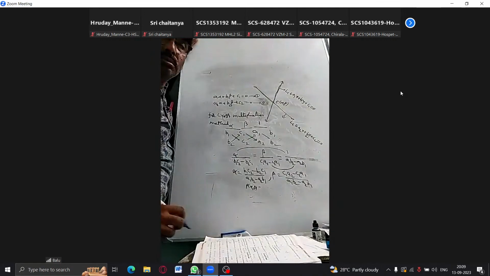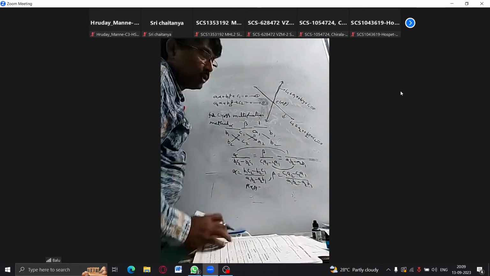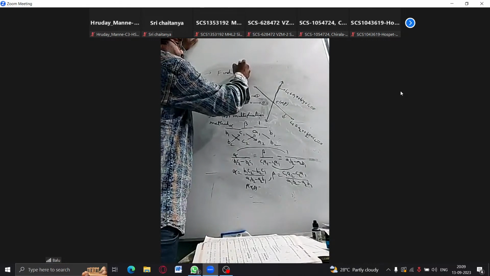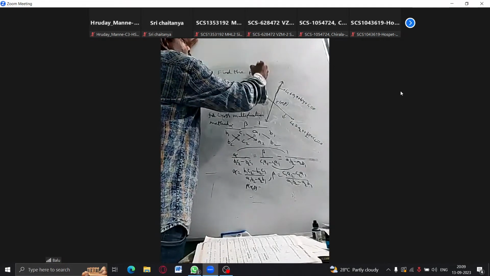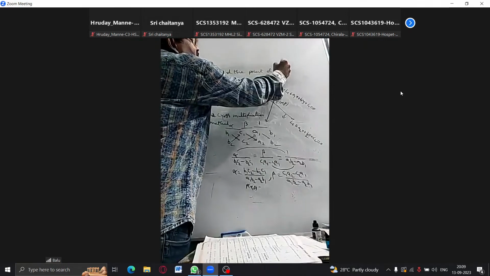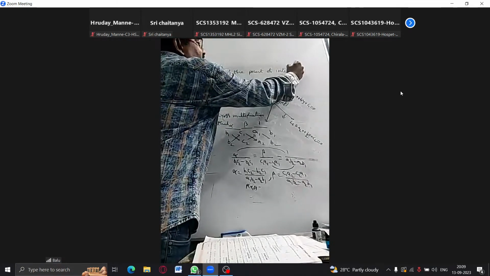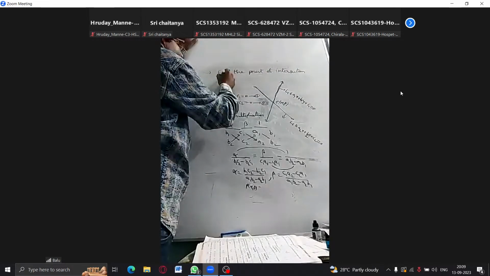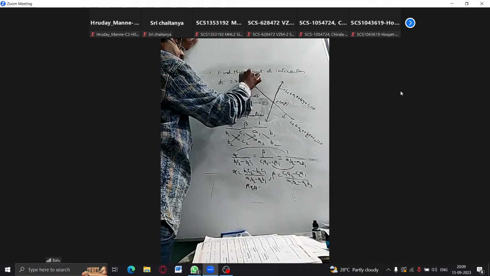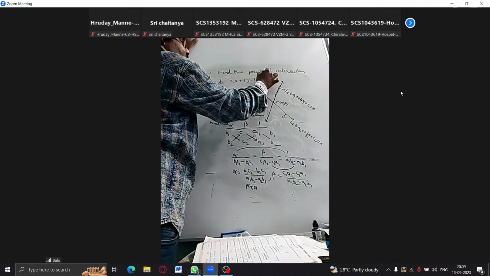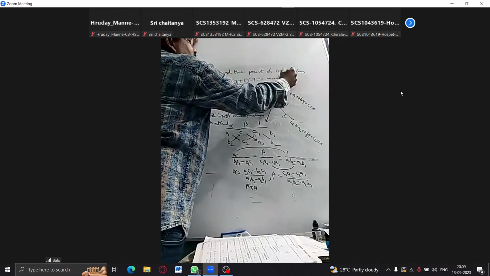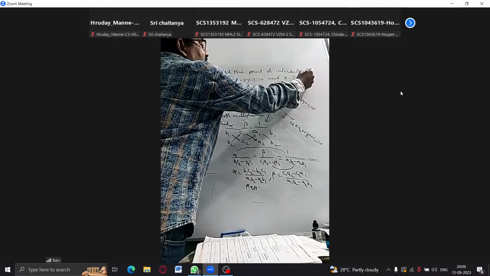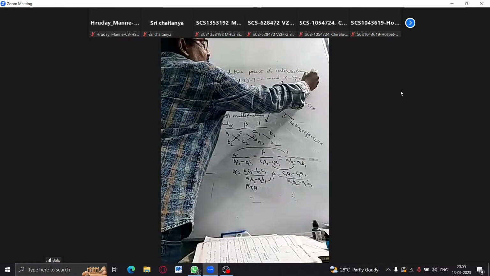One problem discussed related to this concept. Find the point of intersection of 2x plus 3y minus 7 is equal to 0 and x minus 5y plus 6 is equal to 0.